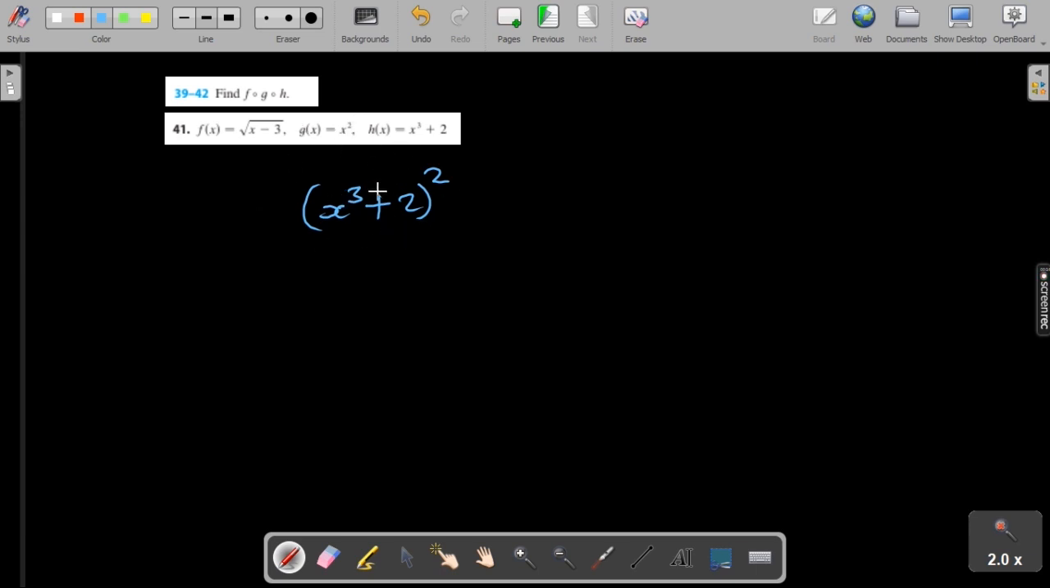Then I'm going to substitute this into f. F is square root of x minus 3. So where there's an x, I'm going to substitute this g of h. So I'm going to have the square root, then that is g of h in the place of x. Then I just have the 3 over there. This is f of g of h.